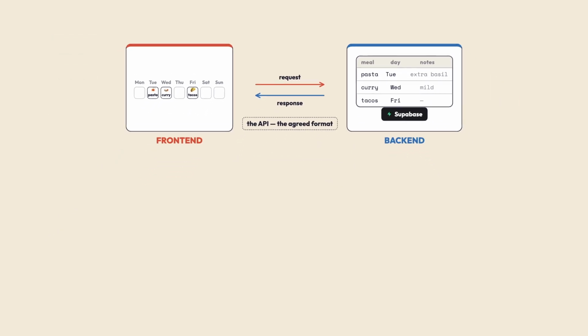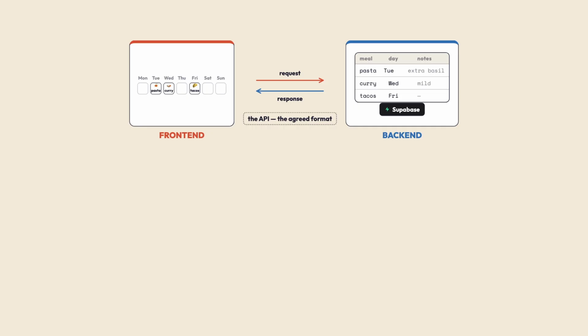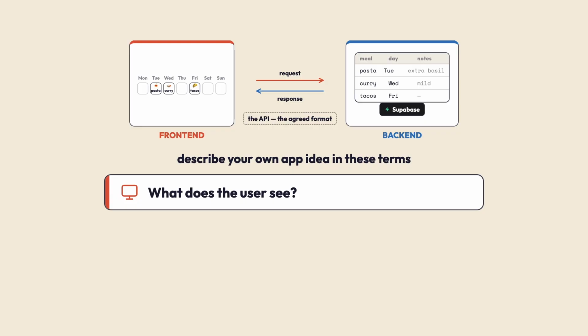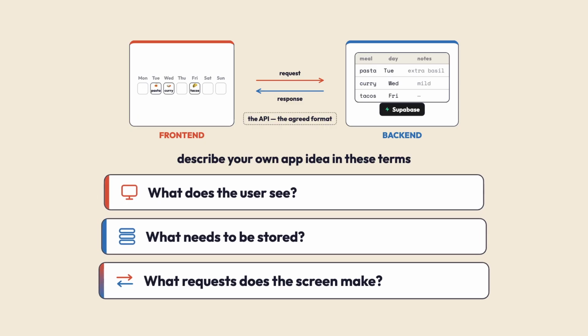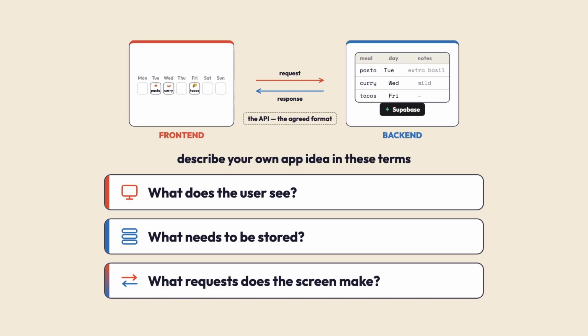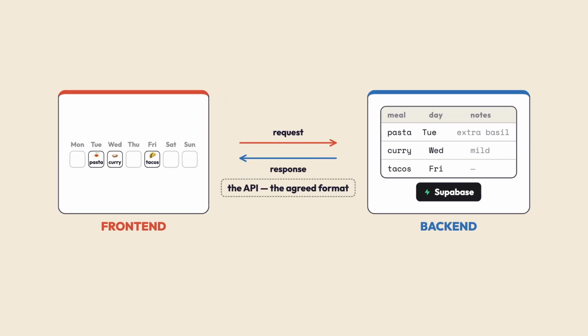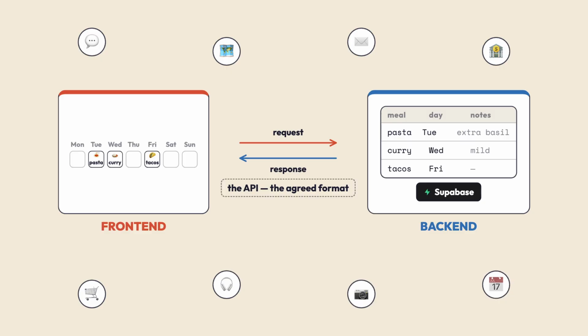A useful exercise: take an app idea of your own and describe it in these terms. What does the user see? What needs to be stored? What requests does the screen need to make? Those three questions cover most of what defines an app, and being able to answer them will make everything we build later much clearer. That's the structure: a front end, a back end, and an agreed format for the messages between them. Every app you use is built on it, and everything we build from here will be too.